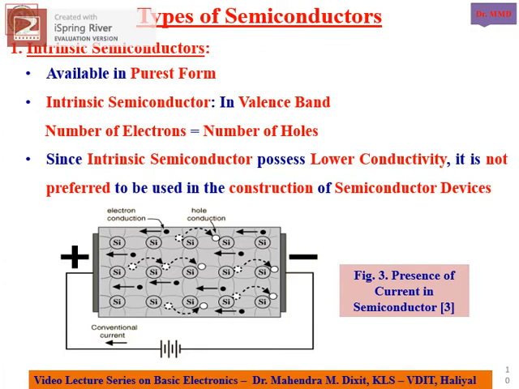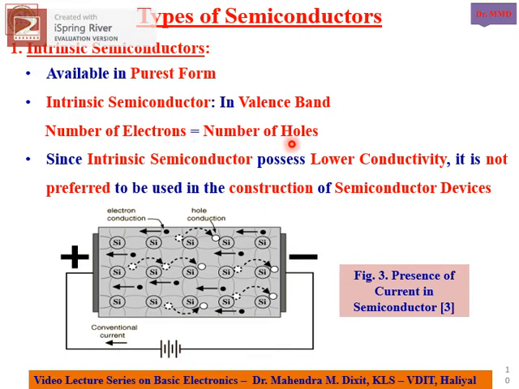Then moving on to the types of semiconductors, which is also very essential for our study, they are classified in two ways. The first one is called the intrinsic type of semiconductor, and the second is called the extrinsic type of semiconductor. The intrinsic type of semiconductor is available in the purest form, and in an intrinsic semiconductor the number of electrons present will always be equal to the number of holes.